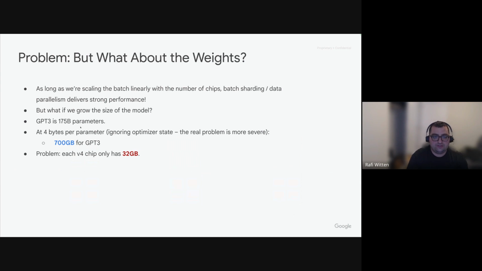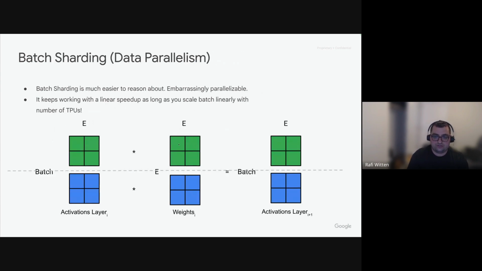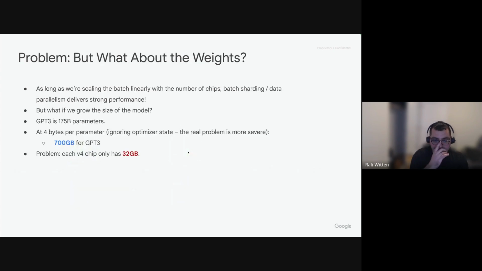One example is that GPT-3 is 175 billion parameters. At 4 bytes per parameter, that requires 700 gigabytes just to store the weights for GPT-3. And each chip only has 32 gigabytes. Even the biggest chips nowadays have 95 gigabytes. So you can't fit GPT-3, and then you definitely can't do any other useful computation.